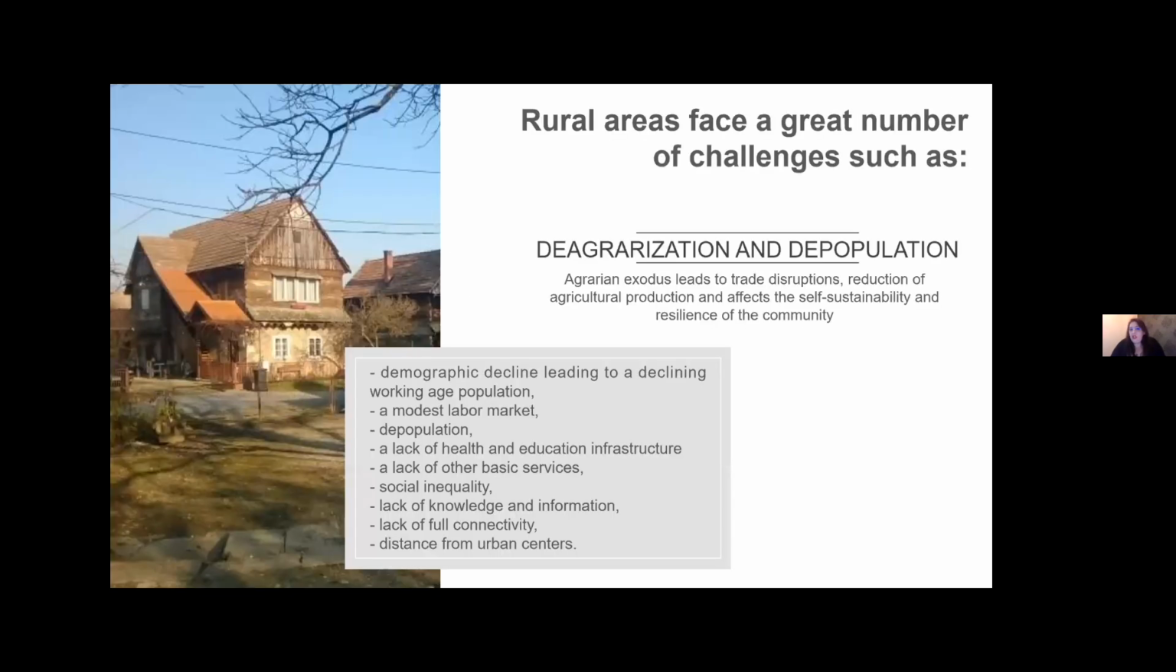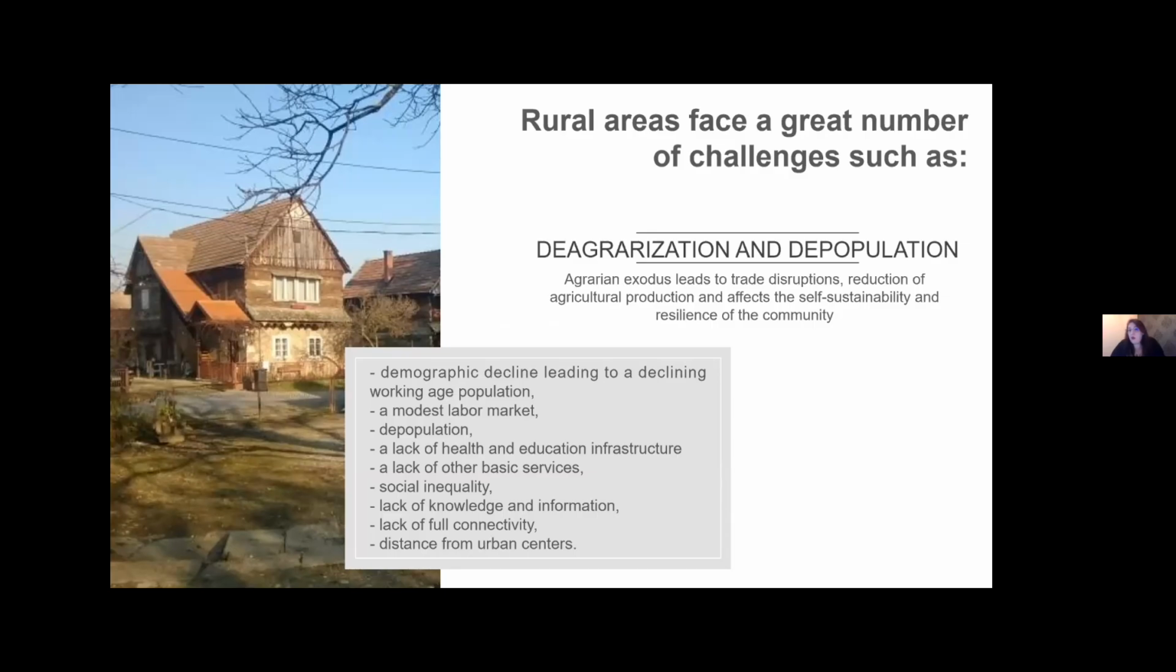The main challenges, I'd say, are always the same: demographic decline, modest labor market, depopulation, lack of health and education infrastructure, some basic services lacking completely in some areas. Of course, that all leads to social inequality, low knowledge and information, and that's a point we will make at the end of this presentation. A lack of full connectivity and a great distance from urban centers in some areas.